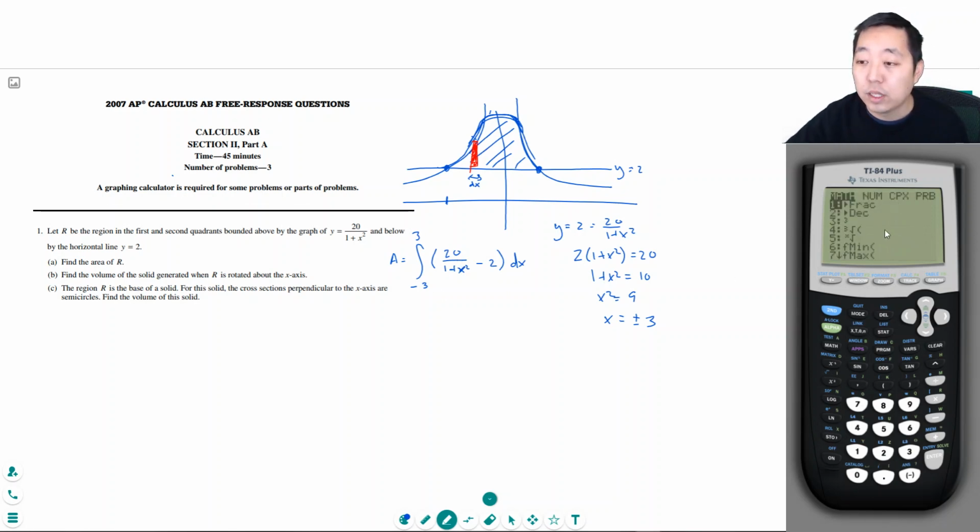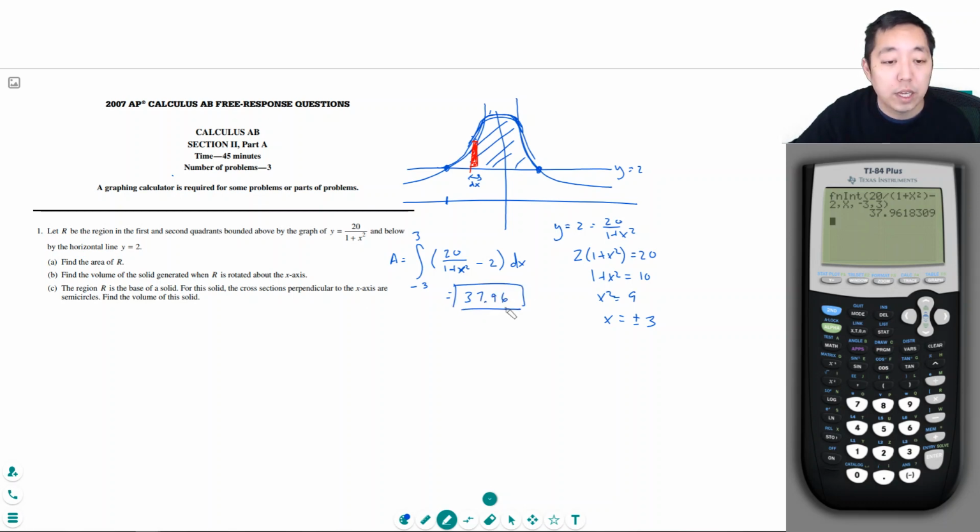And let's see what the calculator does here. Integral of 20 divided by 1 plus x squared minus 2, comma, over x from negative 3 to positive 3. 37.96. Okay, so that's part A.